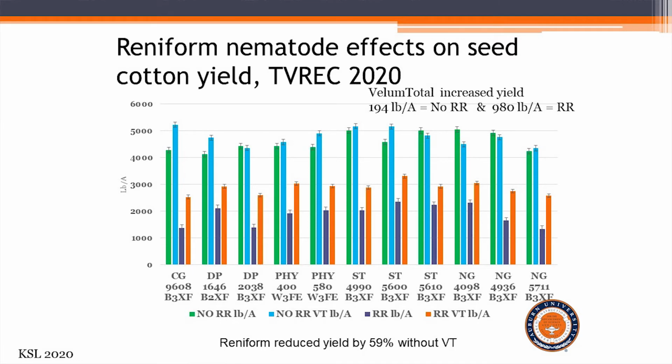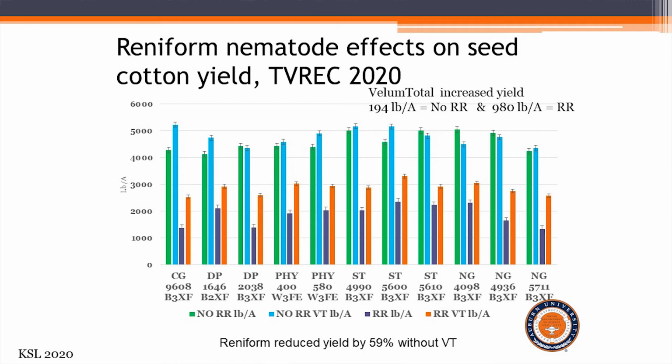It's not as much. Now the next bar is the dark blue bar. That is the reniform yield with no nematicide, and that's the cotton yield in the reniform field. So you compare the blue to the green bars, and you see we lost 59% of our yield. When we added the nematicide Velum Total, those are the orange bars, we did bring it up 890 pounds per acre. So we increased it.